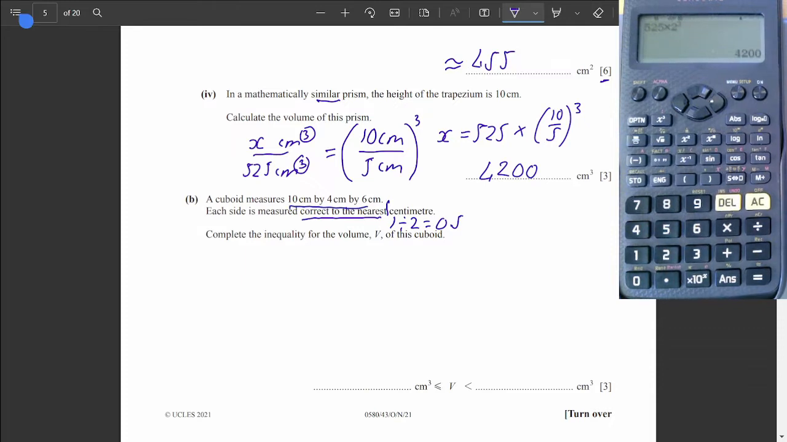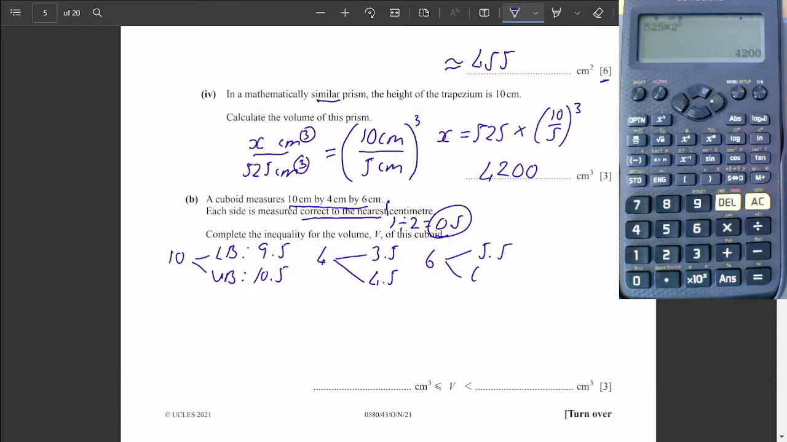So meaning for 10, we need to get the lower bound and the upper bound. The lower bound will be 10 minus 0.5, which is 9.5, and the upper bound 10.5. And that will be the same for all the other ones. So the 4, the lower bound will be 3.5, the upper bound 4.5. And the last one, 6, lower bound 5.5, upper bound 6.5.